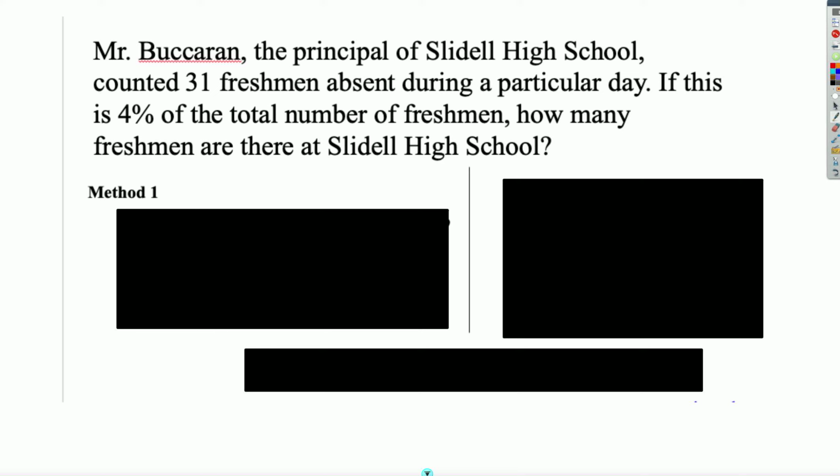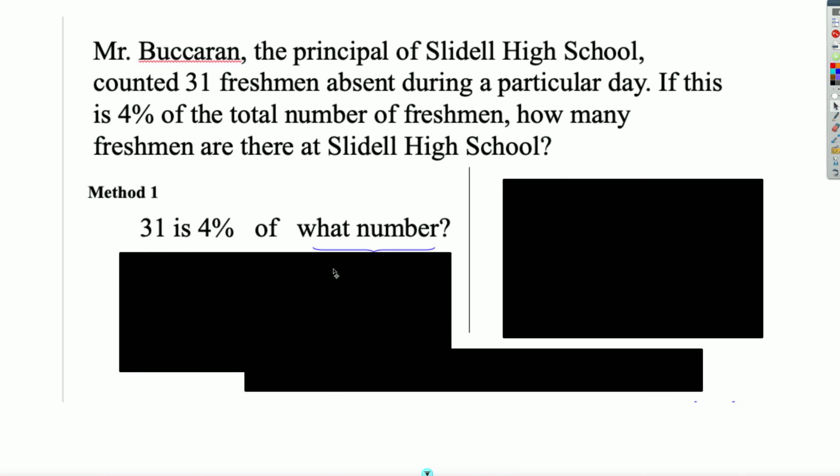So let's try another one. It says, Mr. B, the principal of Slidell High School, counted 31 freshmen absent during a particular day. If this is 4% of the total number of freshmen, how many freshmen are at Slidell High School? So the first thing I notice is 4% is not very much. So if 31 is 4%, the total is much more than 31.